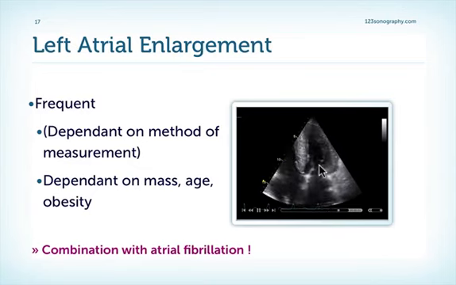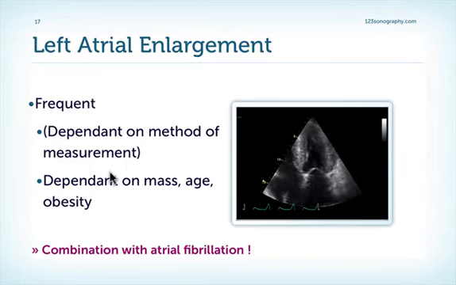Now this is an example of a patient with massive left ventricular hypertrophy and left atrial enlargement. The occurrence of left atrial enlargement depends on the method of measurement, and it also depends on the degree and severity of left ventricular hypertrophy, in other words, on the value of mass. Age and obesity also play a role. Very commonly, we see an association of left atrial enlargement and atrial fibrillation.